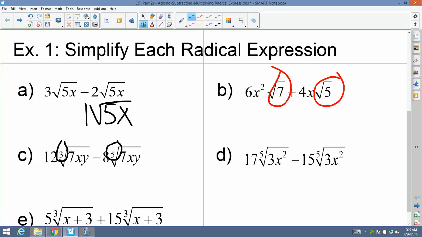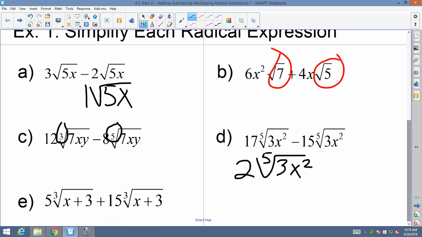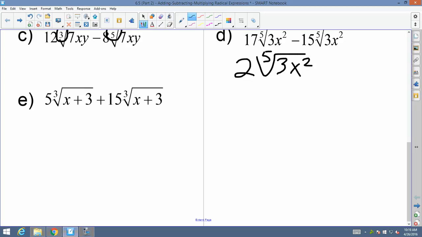Very good. All right, how about D, as in David? Very good. They do have the same index. They do have the same radicand, so I can do 2 fifth root of 3x squared. Excellent, gentlemen. And next, what about 5 cube root of x plus 3 plus 15 cube root of x plus 3? That's exactly right. Excellent, guys. I told you, this is not that difficult.